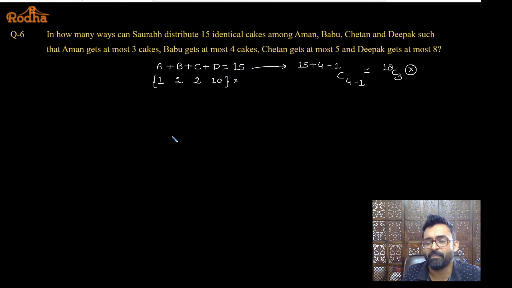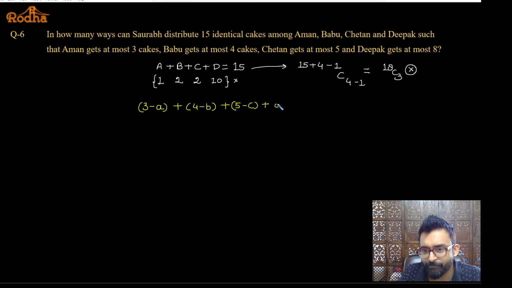So how do I limit the distribution as per the requirement of the question? I'll say the upper limit which A can get is 3. So let's say A got 3 minus a cakes. B got 4 minus b cakes. C got 5 minus c cakes. And D got 8 minus d cakes. And the total number of cakes distributed is 15. Okay, that's what we have.